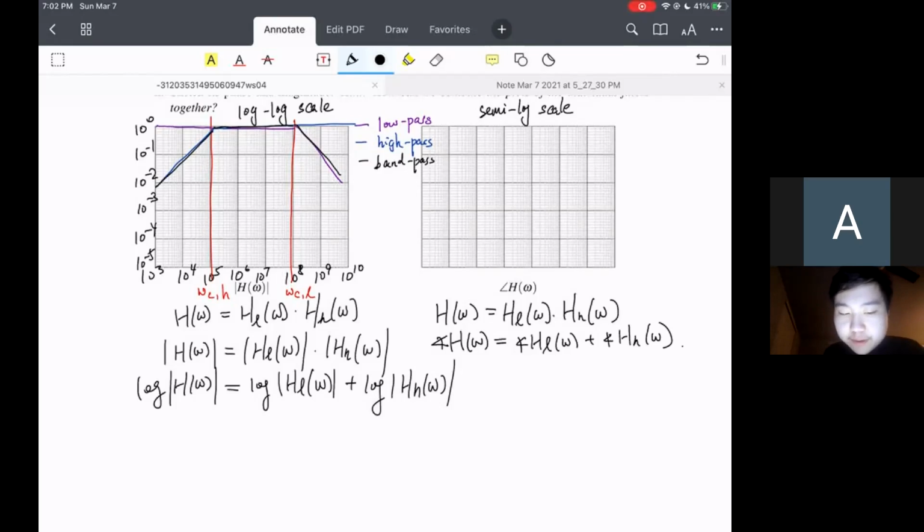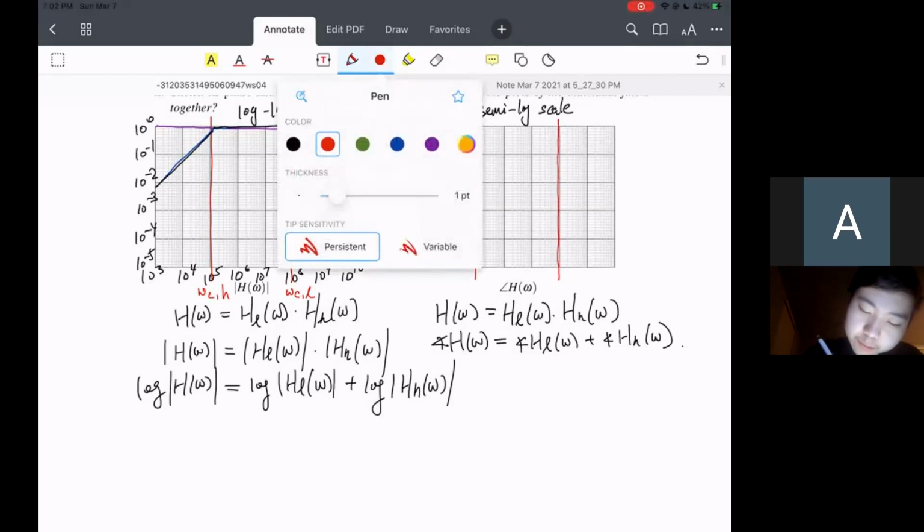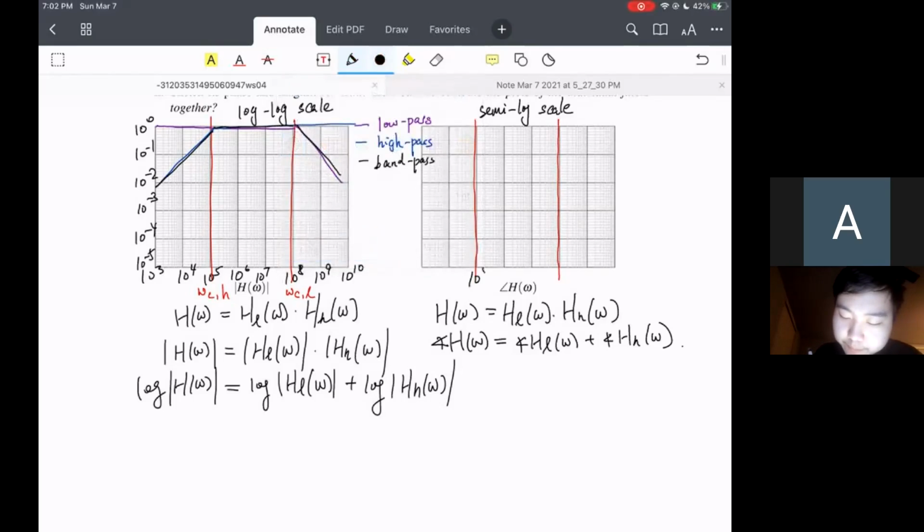So we can simply find the phase plots for both filters and then add them together, since we're on a semi-log scale. We're trying to do the same thing as in the magnitude plot. We want to find the cutoff frequencies. In fact, we want to put the cutoff frequencies in the very middle. They're sort of ugly. I want to put the cutoff frequencies in the middle.